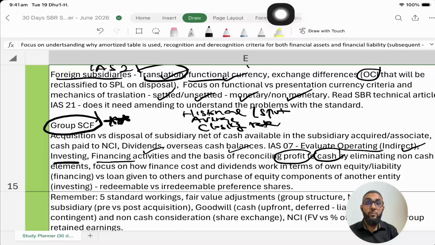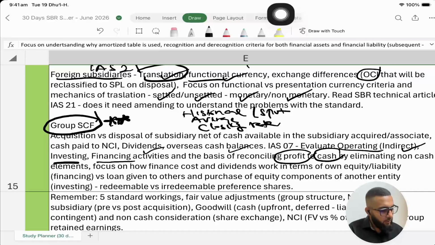You are going to remove or minus non-cash income, and you're going to add back non-cash expenses, right? Because how do you arrive at the profit? Income minus expenses. So let's say there was non-cash income you considered, so you're going to minus that, right? There were non-cash expenses you considered, meaning you deducted that, so you add that back. That's how you're going to reconcile.